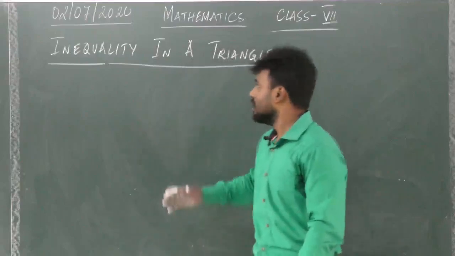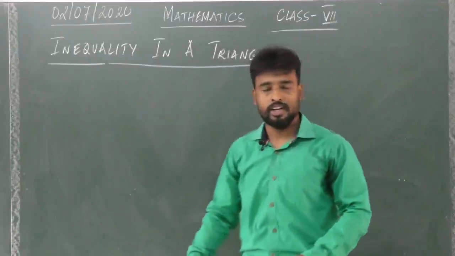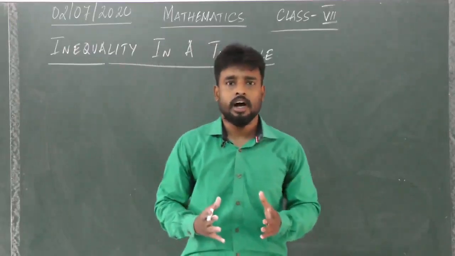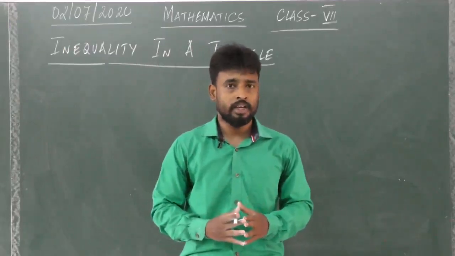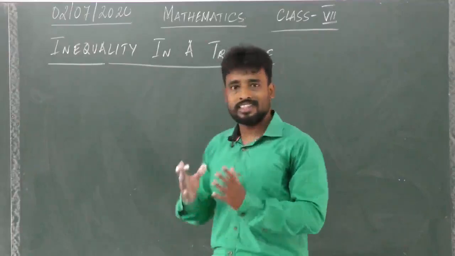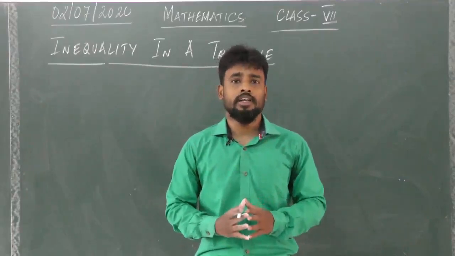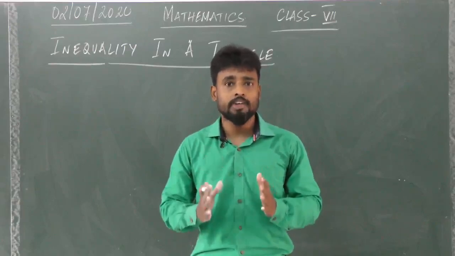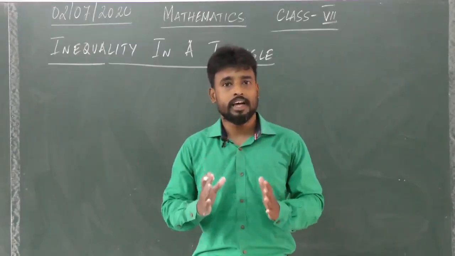Let us come to inequality in a triangle. Now let us understand how the sides of a triangle are related to each other. It says that the sum of any two sides of a triangle is always greater than the third side. Always remember, the sum of any two sides of a triangle is always greater than the third side.